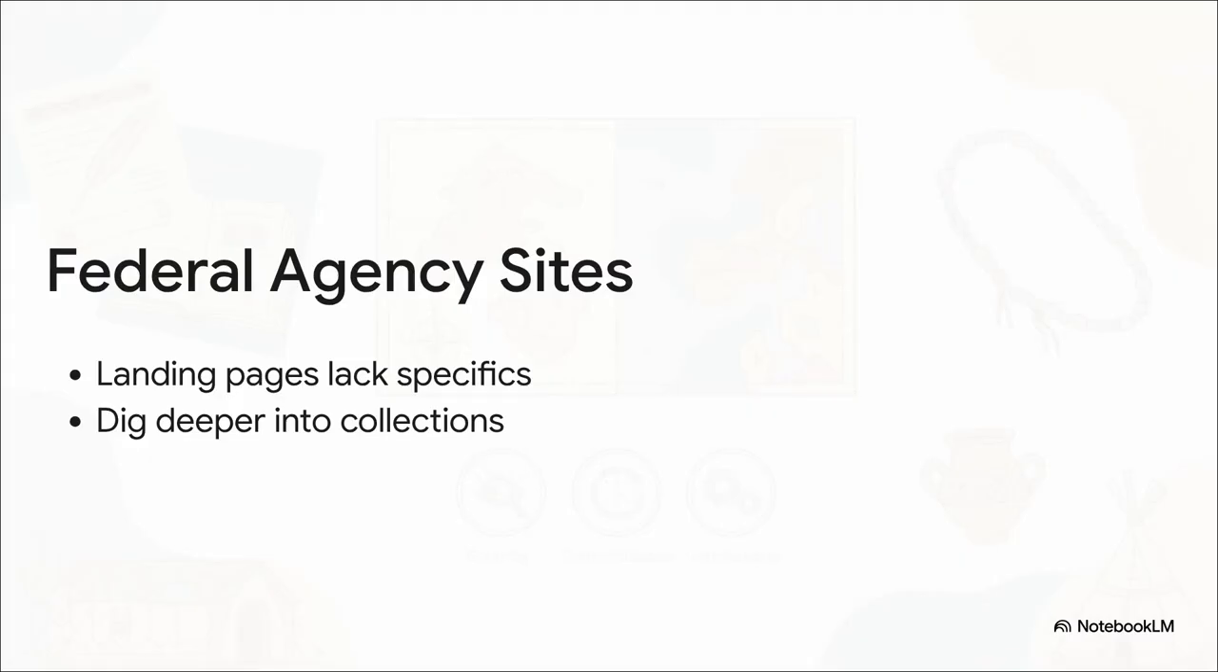And a quick pro tip on where to look. While federal agency landing pages from the NPS, BIA, NARA, or the Library of Congress might point you toward cool archives, those front pages themselves do not provide nation-specific historical evidence.